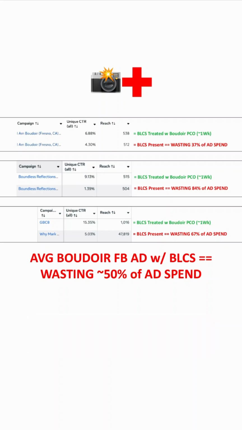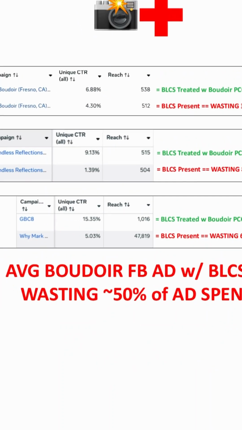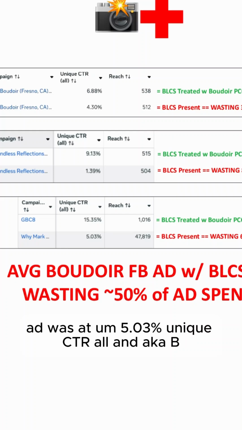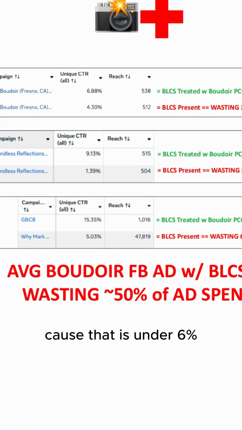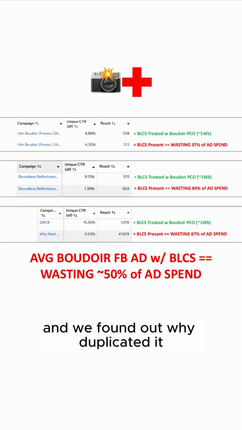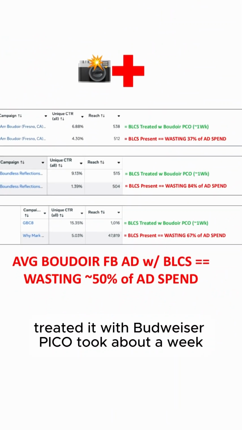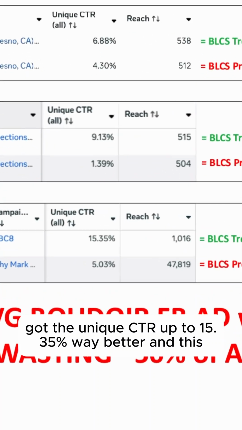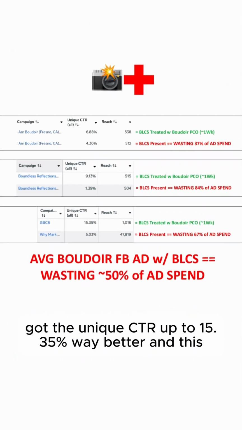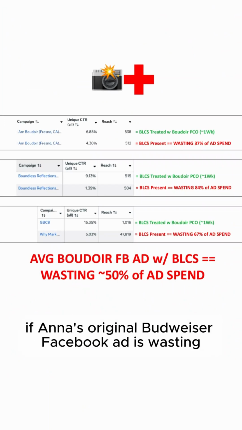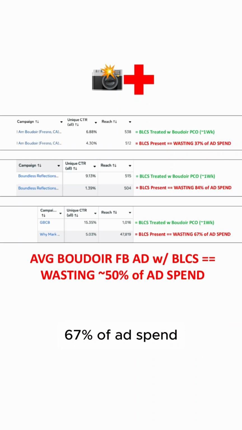Finally, had a patient test his Boudoir Facebook ad, and found out it was at 5.03% unique CTR all, aka BLCS was present because that is under 6%. And I duplicated it, treated it with Boudoir Pico, took about a week, got the unique CTR all up to 15.35%, way better. And this one's insanely good. So we found his original Boudoir Facebook ad is wasting 67% of ad spend.